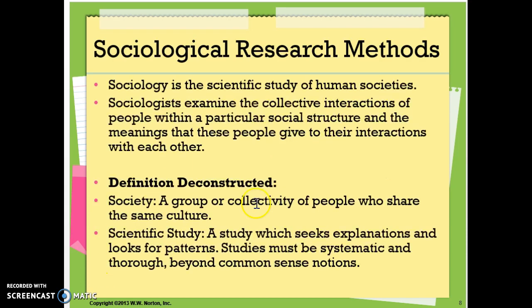All right. So last week I gave you a definition for sociology, which is: sociology is the scientific study of human societies. And I deconstructed the definition to show you the different parts of it. So society is a group or collectivity of people who share the same culture. And the other important part of this definition is scientific study, which is a study which seeks explanations and looks for patterns. Studies must be systematic and thorough beyond common sense notions.